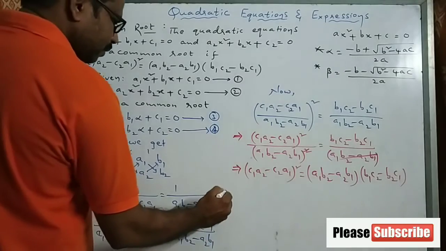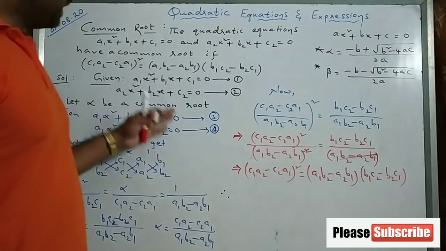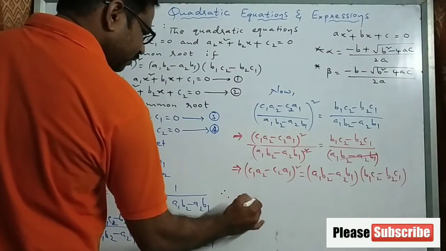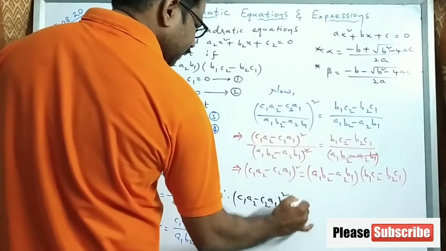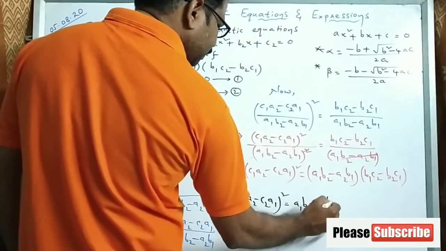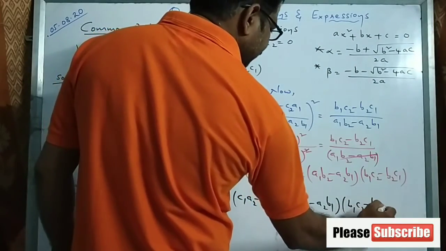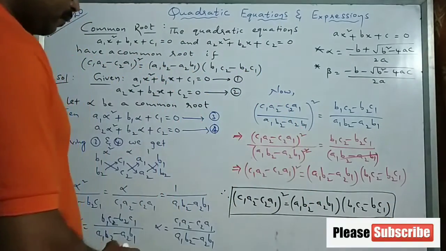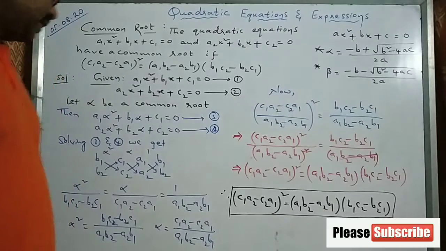So if it is asked that it is a common root, you can remember this formula: c1a2 minus c2a1 whole square equal to a1b2 minus a2b1 into b1c2 minus b2c1. This formula can be remembered. If alpha is a common root for both the equations, then we can have this result. Okay?